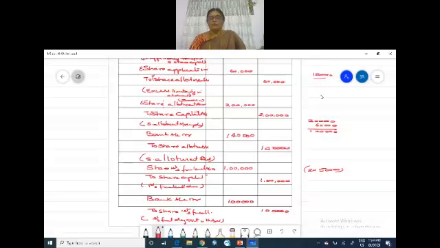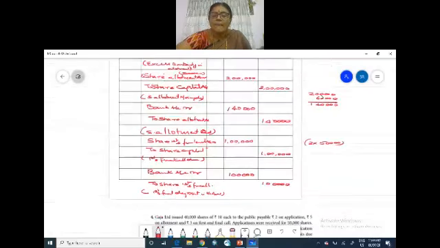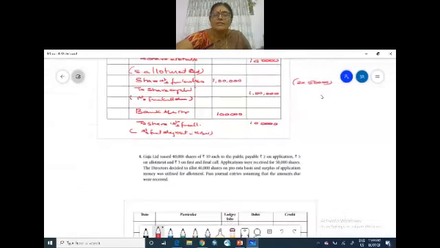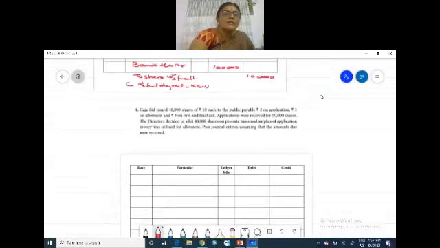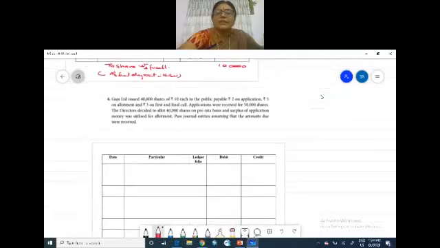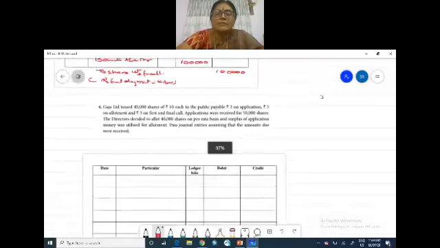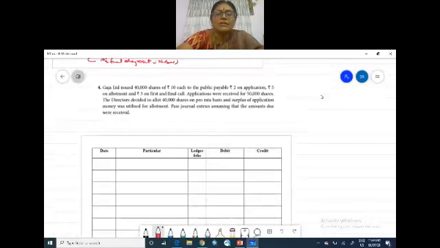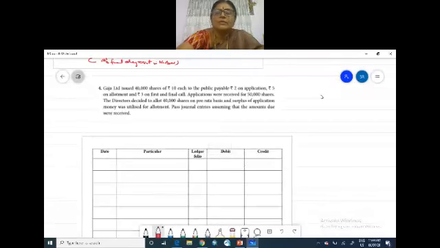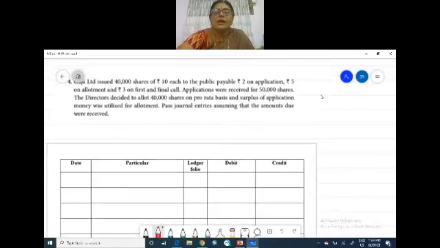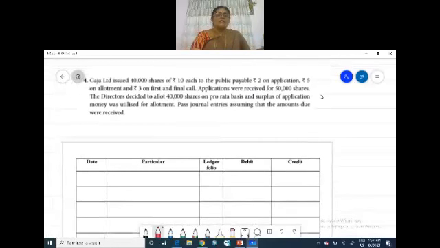So I hope you understood this problem. Alright. Now shall we go to the next problem? We go to the exercise problem. Right. Now what does the exercise problem state? Now let me expand the problem so that you can view it. Alright. Okay. Now your exercise 4: Gaja Limited issued 40,000 equity shares of 10 each to the public.